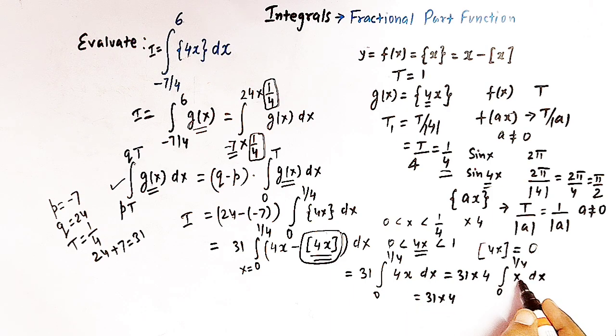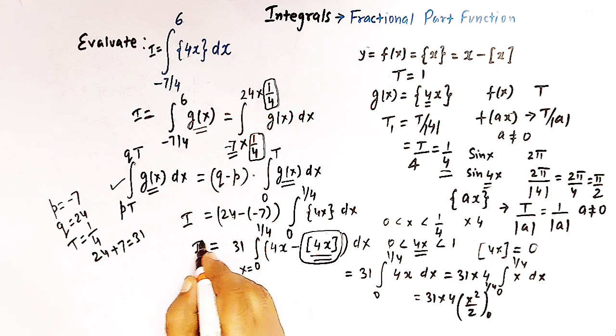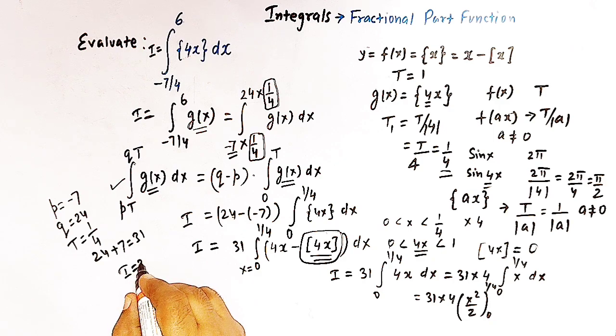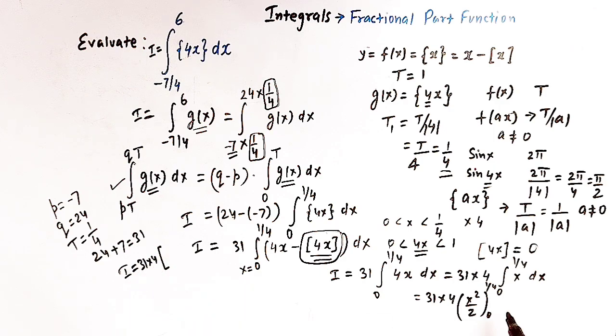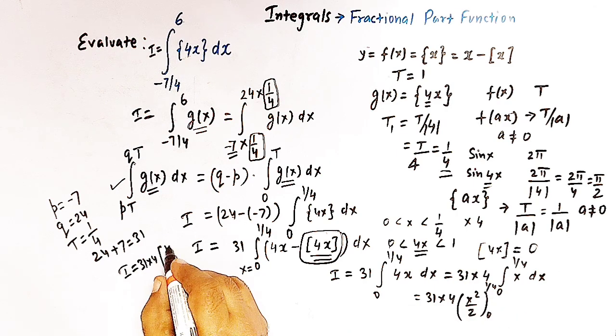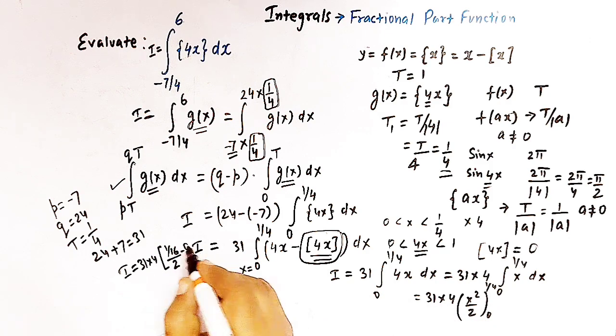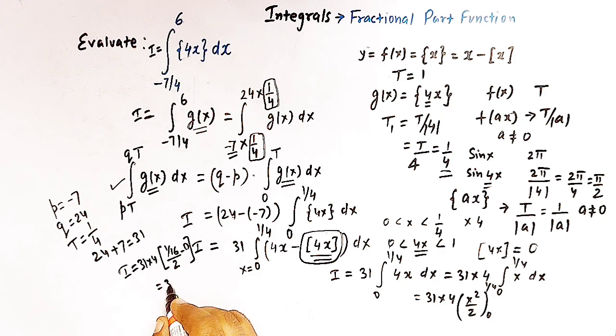The integral of x dx is x square over 2, and the limits are from 0 to 1 by 4. So the value of this integral I can now be written as 31 times 4, and we can now substitute the limits, and we can take the difference. So when we take x is equal to 1 by 4, here we have 1 over 16, because this is x square, and here the denominator is 2, and when we take 0, this term is 0, so here we have 0, right?